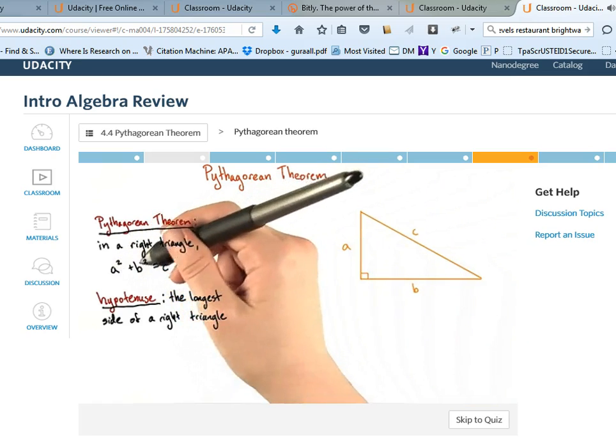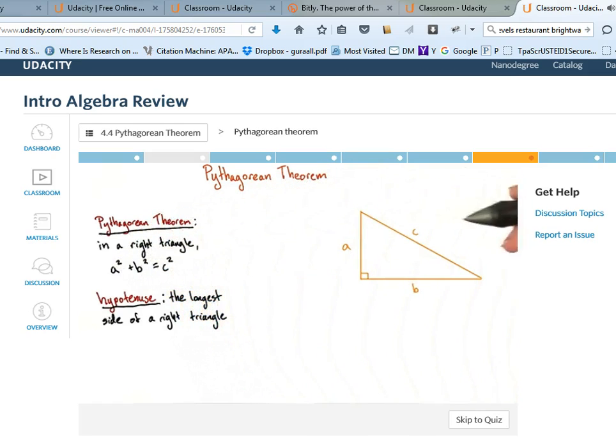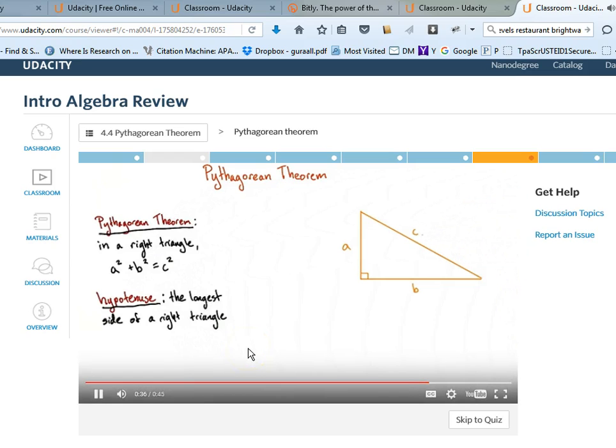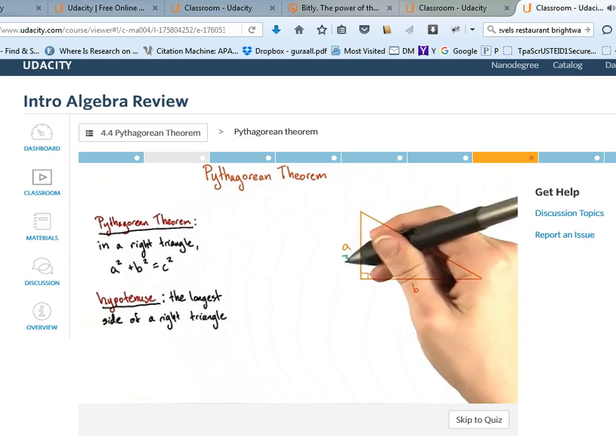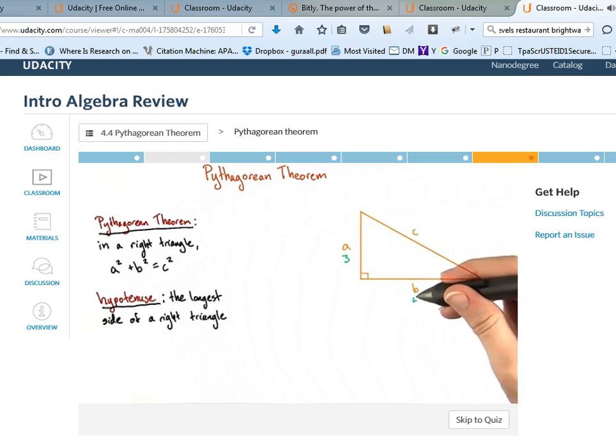So, given that a squared plus b squared equals c squared, and c is the hypotenuse, what is the length of the hypotenuse when a is equal to 3 and b is equal to 4?